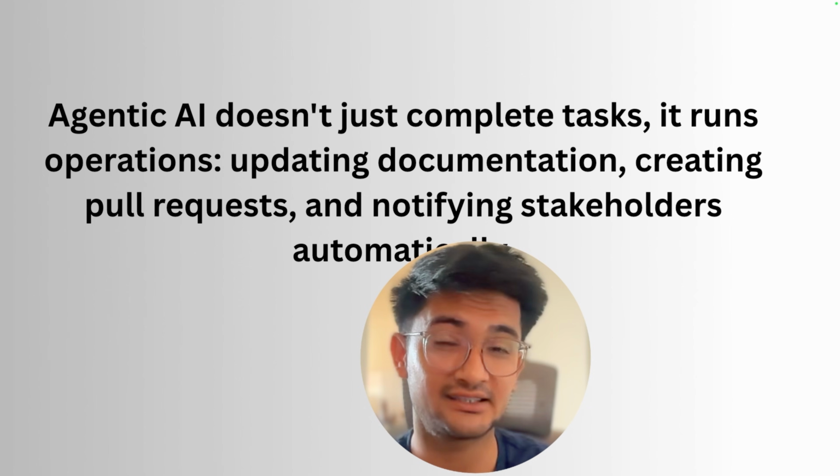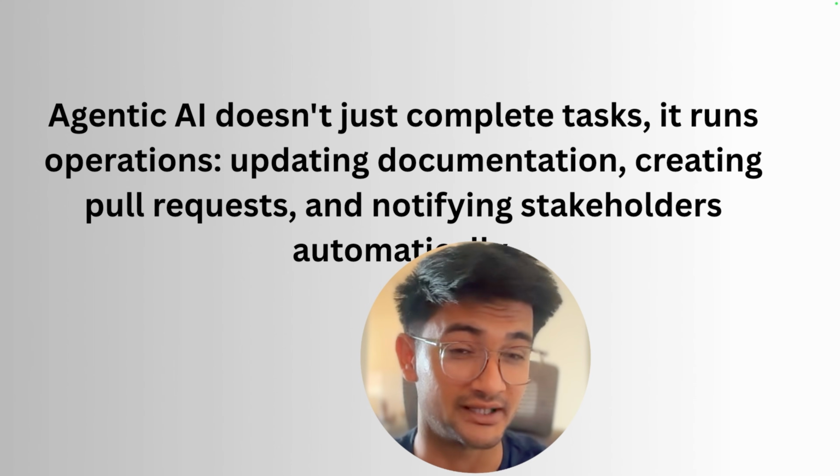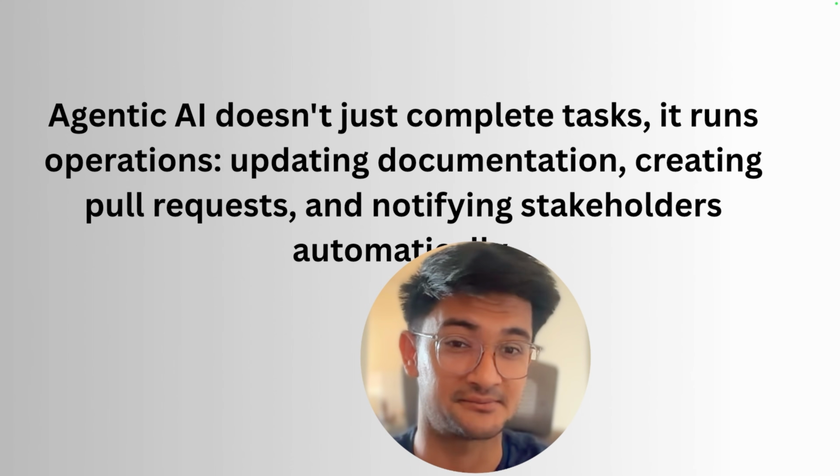So Agentic AI does not just complete tasks, it runs operations. It will update documentation for you. It will create pull requests. It will notify on its own. And that's why it is called fully autonomous. So in short, use Gen AI tools to create content or code files, use AI agents for a single specific task, and use Agentic AI for long complex operations.